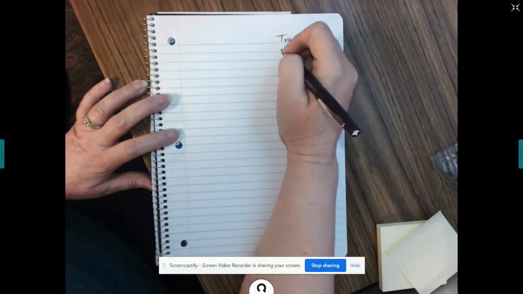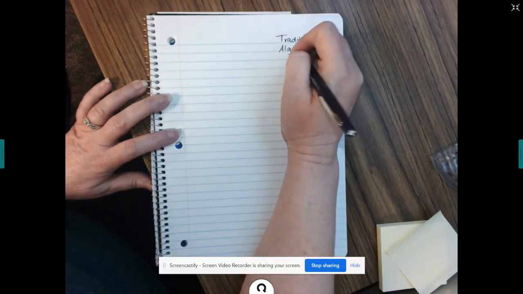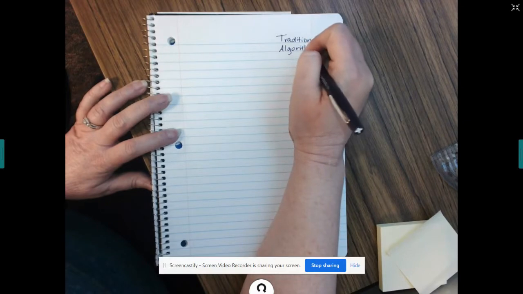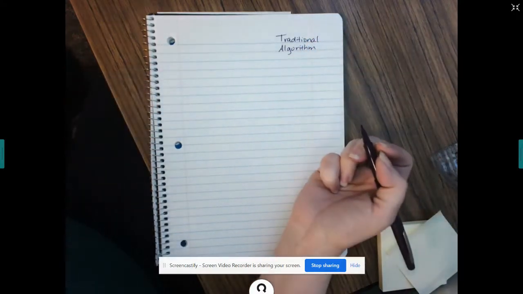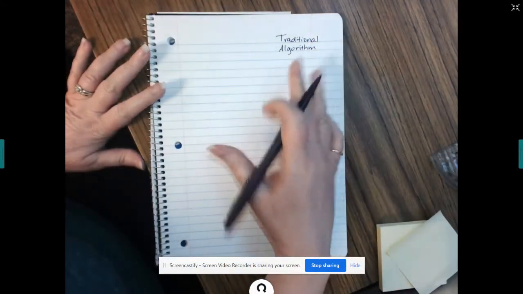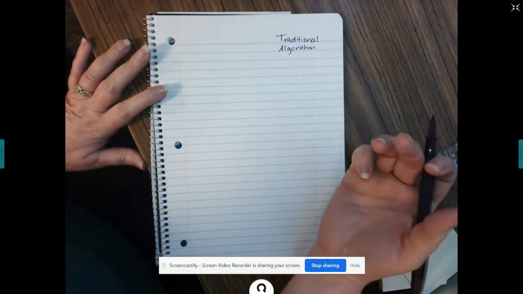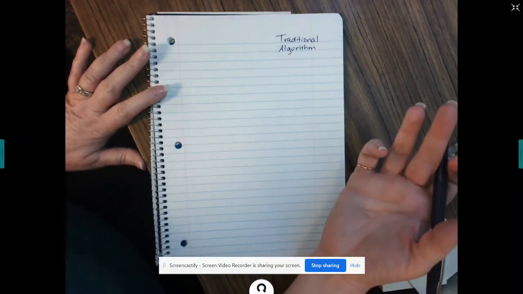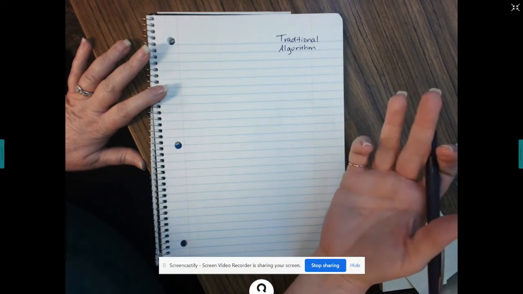Hi families, I wanted to give you a tutorial on ways that your students are learning how to multiply 3-digit and 4-digit numbers by a single digit.